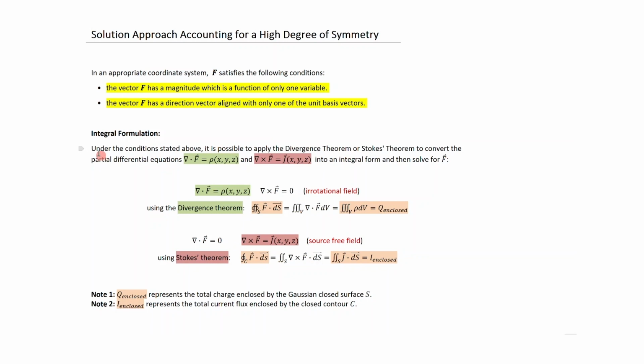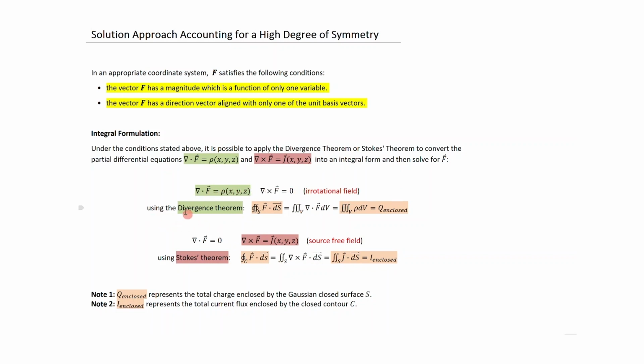All right, so we're going to be using the integral formulation to solve this type of problem. Under the conditions stated above, it's possible to apply the divergence theorem or Stokes' theorem to convert the partial differential equations, that is, divergence of field F equals rho and the curl of F equals J, into an integral form and then solve for F. So for an irrotational field, this is basically the differential form.